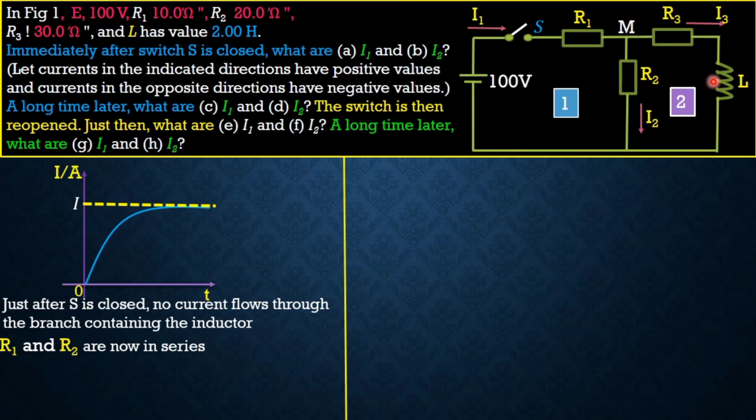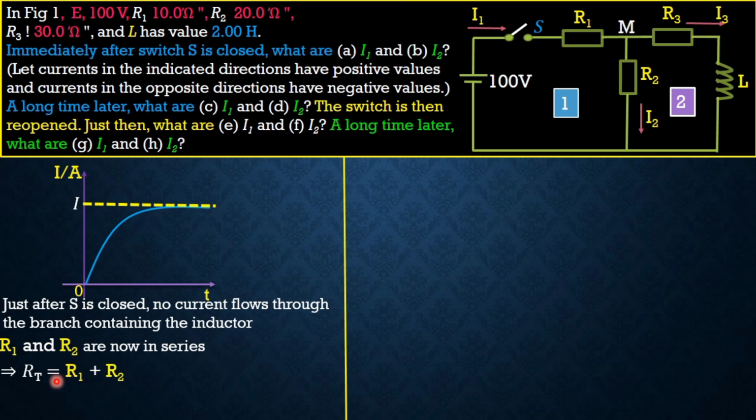Since no current flows in this branch, namely I3 is 0, it therefore means that this branch, that's the inductor, is not included in our circuit. That therefore implies our R1 and R2 are the only resistors under consideration, meaning they are both in series. And now, to get their combined resistance, it is simply the sum of the individual resistances, since for resistors in series we simply sum up their resistances.